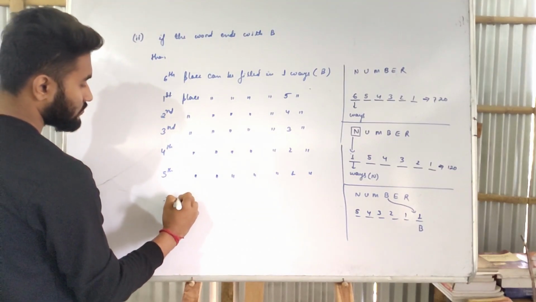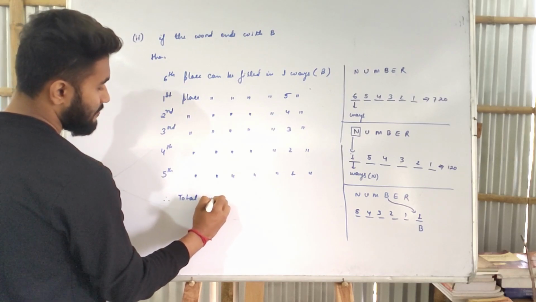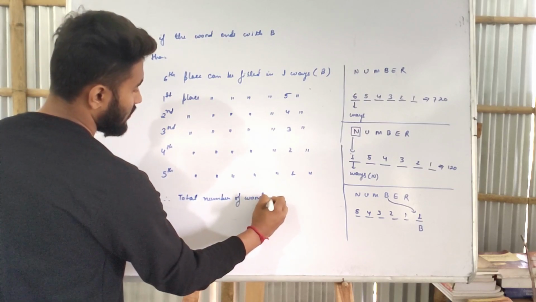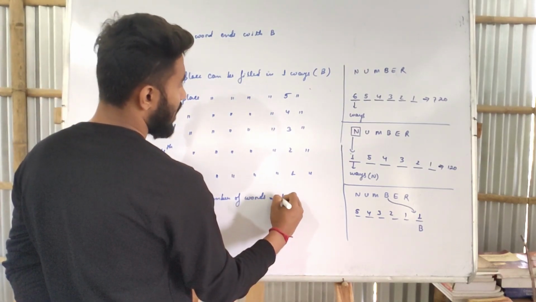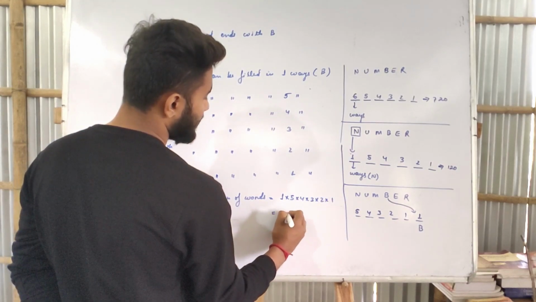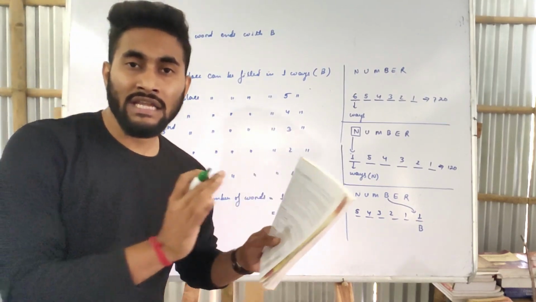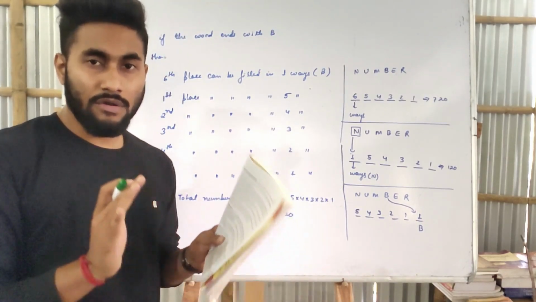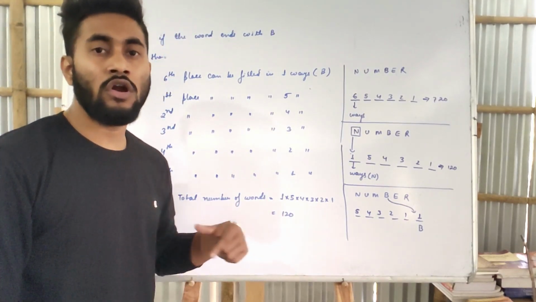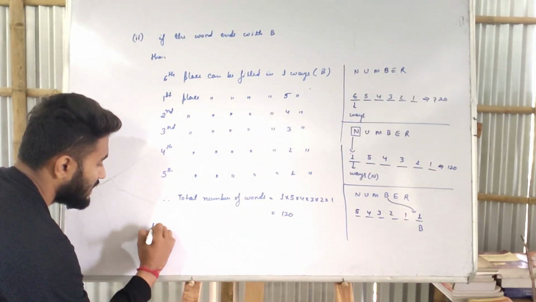So therefore, total number of words will be equal to 1 into 5 into 4 into 3 into 2 into 1. You will get the answer again, 120. So there are 120 words that end in B. Our main question is, how many of these do not end in B? Words ending in B are 120. For those that do not end in B, we subtract from the total.